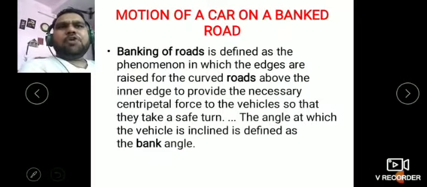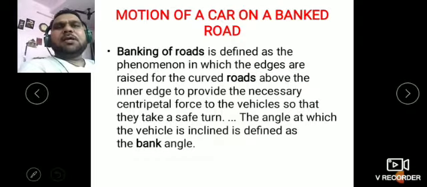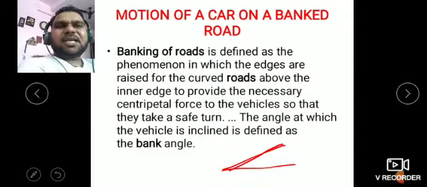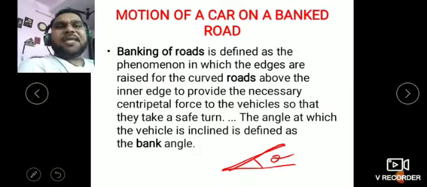Now we will talk about motion of a car on a banked road. So what is meant by banking? Whenever we are raising the outer edge of the road higher than the inner edge, this is called banking. We are raising the outer edge higher than the inner edge at an angle theta, and this angle is called the bank angle. Banking is a phenomenon in which the outer edges of curved roads are raised above the inner edges to provide the necessary centripetal force to the vehicle so that it can take a safe turn.